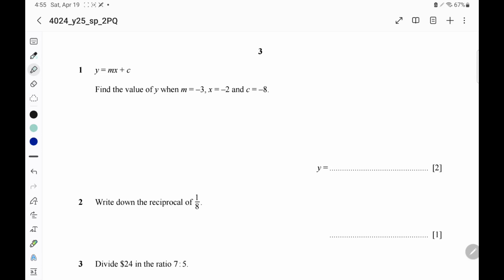Question number 1. y is equal to mx plus c. Find the value of y when m is equal to minus 3 and x equals to minus 2 and c is equal to minus 8. It's a substitution question. So y is equal to mx plus c, minus 3, minus 2, plus minus 8. We just substitute. Then 3 times 2 is 6. Minus and minus will become plus and minus 8. 6 minus 8 is equal to 2. So 2 is the answer for this question.